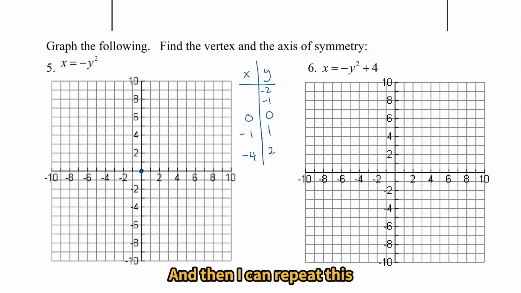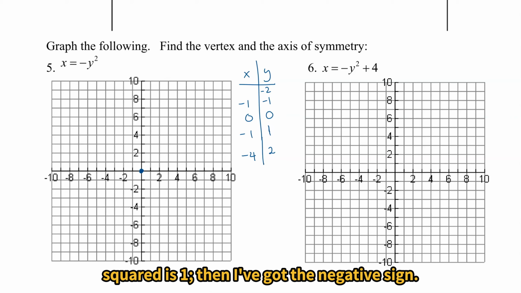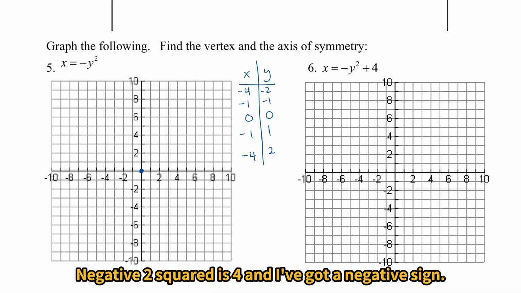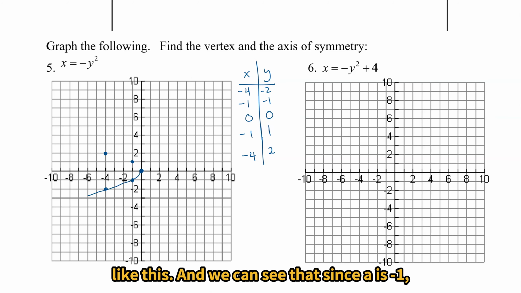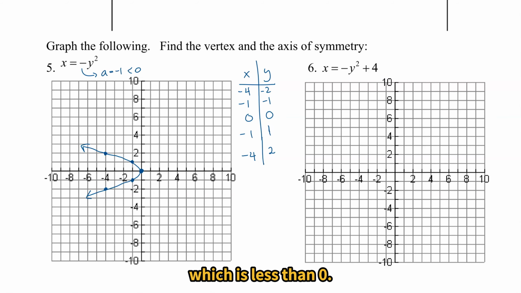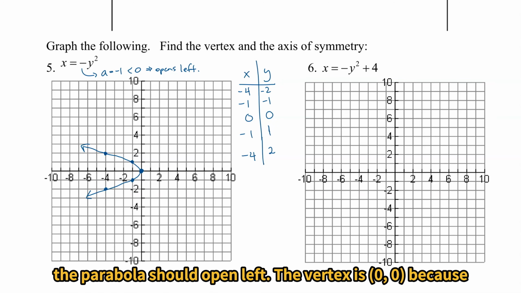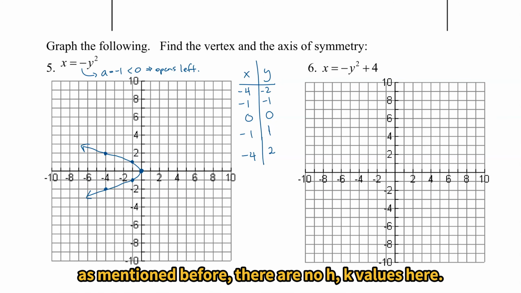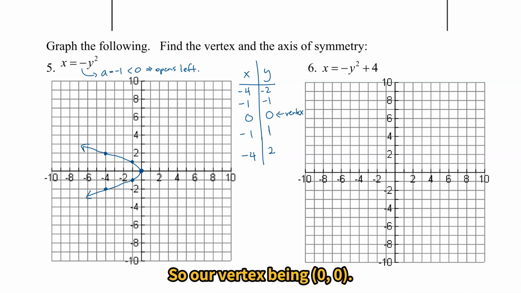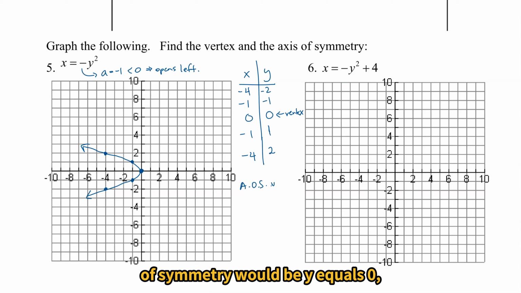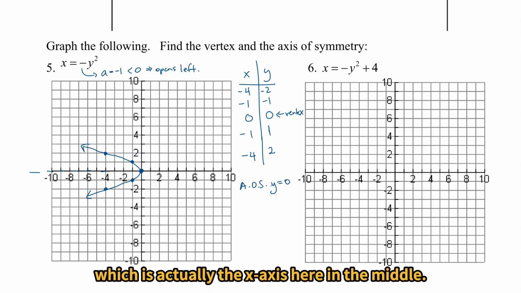And then I can repeat this on the other side of the 0. Negative 1 squared is 1, but then I've got the negative sign. Negative 2 squared is 4, and I've got the negative sign. So then I get a graph of a parabola like this. And we can see that since a is negative 1, which is less than 0, the parabola should open left. The vertex is (0, 0) because, as mentioned before, there are no h, k values here. We just have x and y squared and a. So our vertex is (0, 0). And that means our axis of symmetry would be y equals 0, which is actually the x-axis here in the middle.